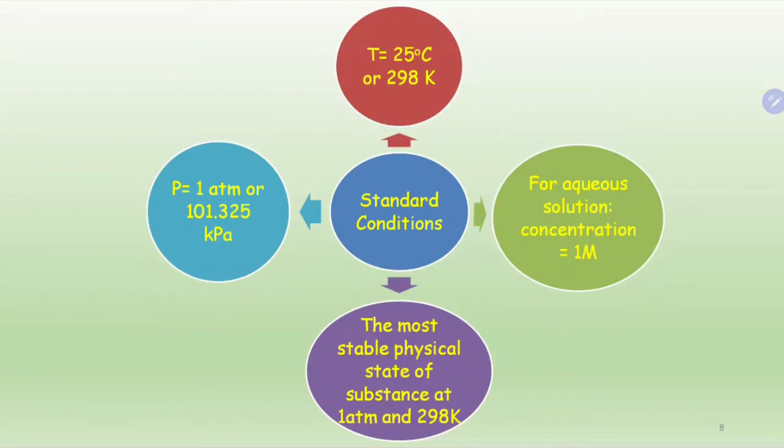For aqueous solution, concentration for standard condition is 1 molar. And finally, the most stable physical state of a substance at 1 atm. For example, oxygen exists as gas at 1 atm and 298 Kelvin. Therefore, the stable physical state for oxygen is gas.